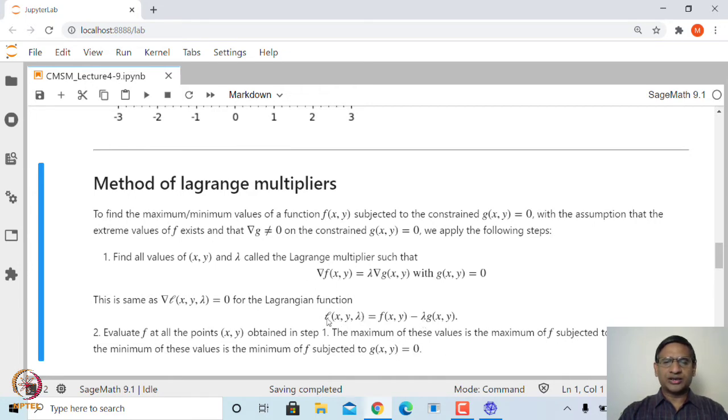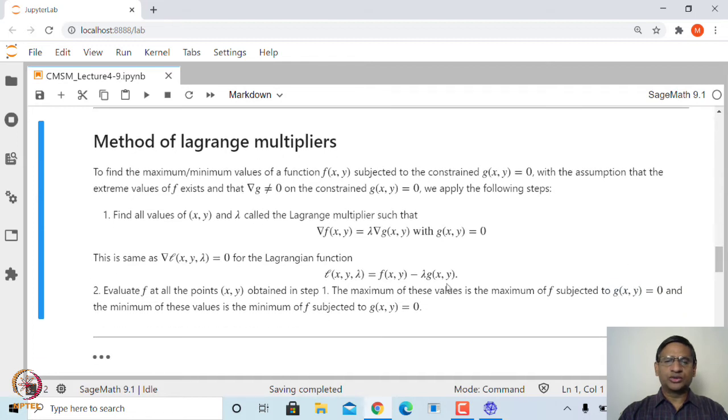So, once you get these values of x, y and lambda, we are concerned with only the (x, y) values. It's possible that you may get more than one point. So, at those points evaluate the function value and then choose the one which gives you the maximum and the one which gives you the minimum, if you want to find maximum and minimum value respectively, right. So, that is the procedure. These are the steps.